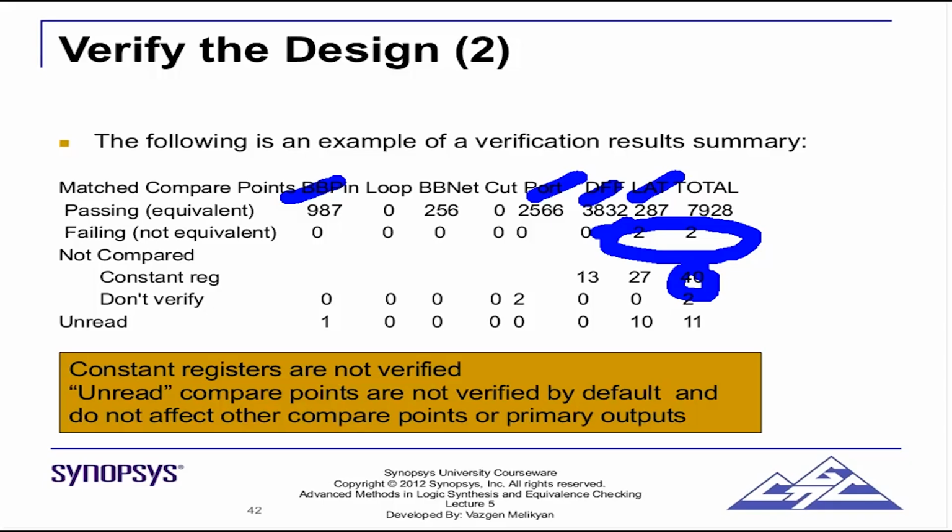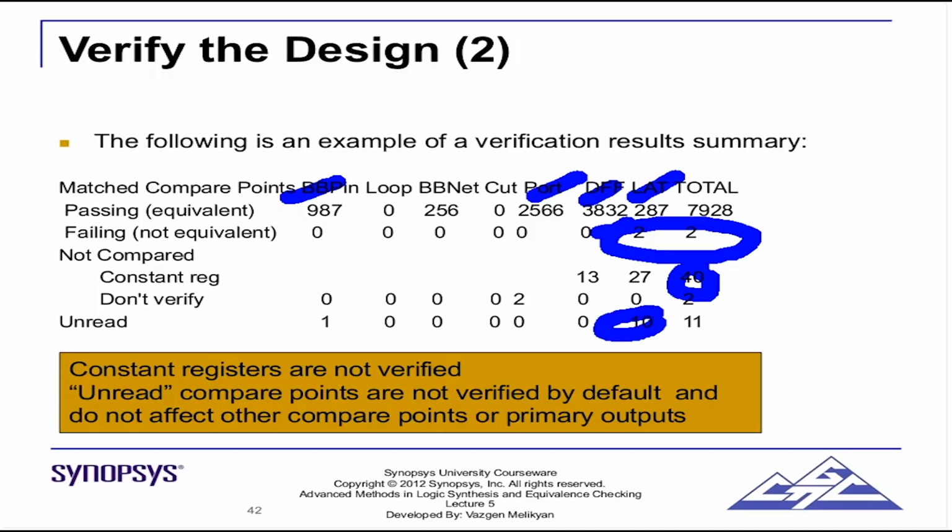Don't verify is something which you might have set as not verify. We can set some points as don't verify. Unread points are not verified by default and do not affect anything else. Unread are something which is here. What is unread? Okay, latches are unread.